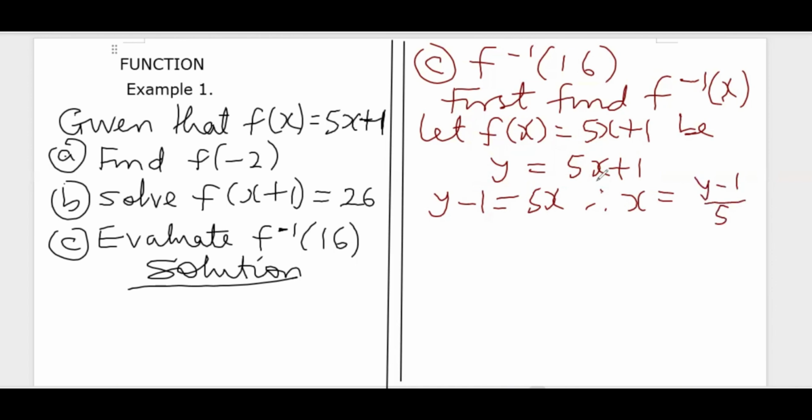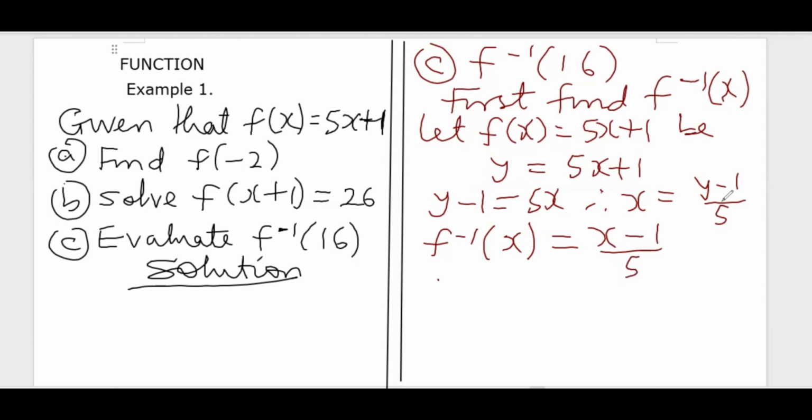So, the moment you do this, you come back and say f inverse. If you say f inverse of x, this is the inverse function already. But if you say f inverse of 7, that means 7 will replace this y. If you now say f inverse of x, that means x is replacing whatever variable you have in the expression. So we have x minus 1 over 5. So this is the inverse function for x.